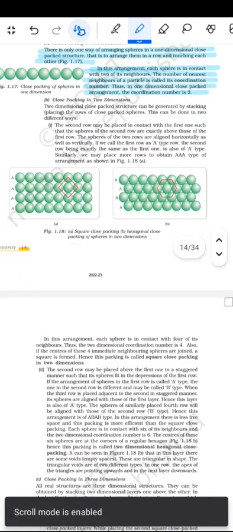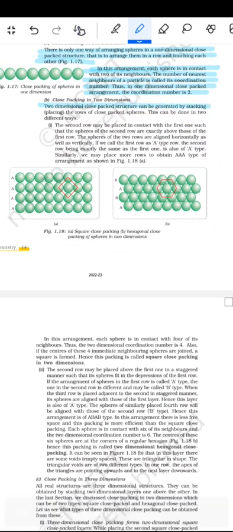B है close packing in two dimensions। तो कहता है कि two-dimensional close packed structure can be generated by stacking or placing the rows of the close packed spheres. This can be done in two different ways. पहला कि the second row may be placed in contact with the first one, such that the spheres of the second row are exactly above those of the first row. The spheres of the two rows are aligned horizontally as well as vertically.